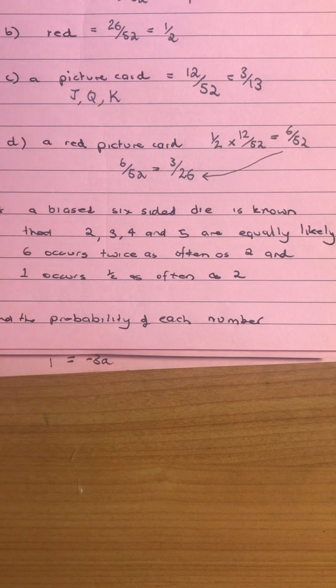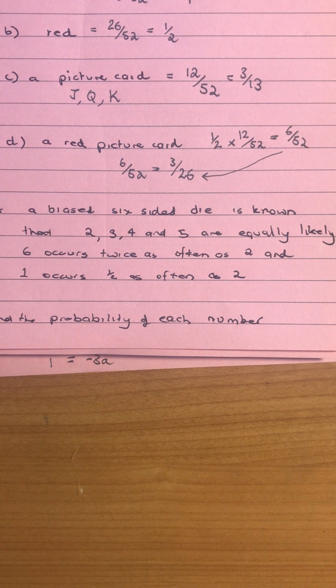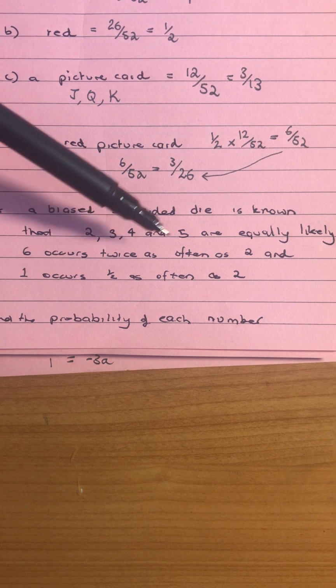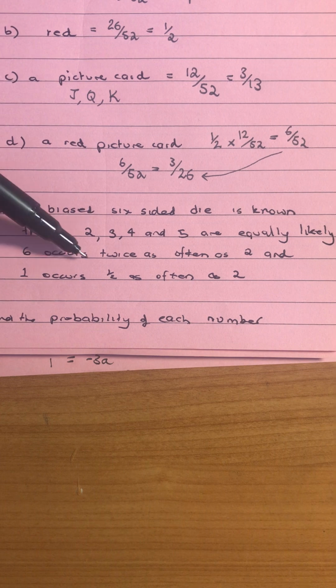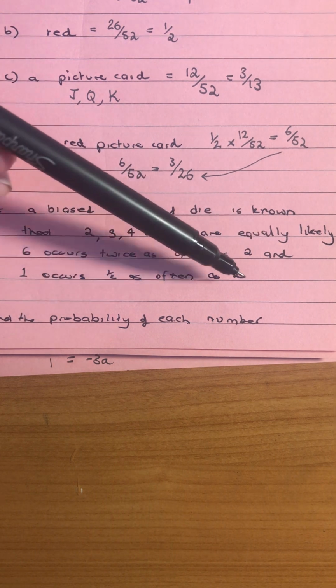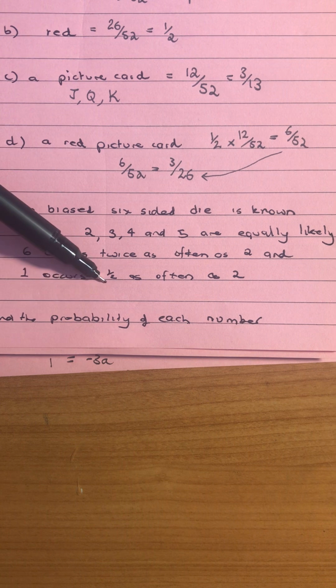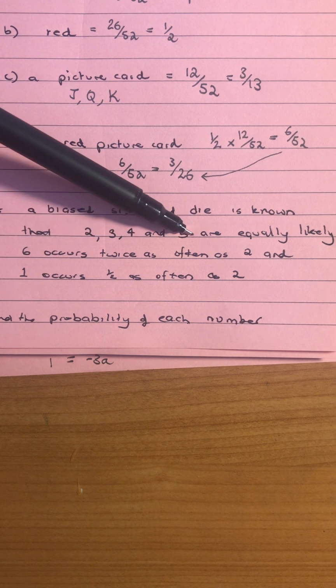The next one we've got is a biased 6-sided die. I thought I'd do one that was a biased one rather than just a standard 6-sided die. So we know that 2, 3, 4, and 5 are equally likely, and 6 occurs twice as often as 2, and 1 occurs half as often as 2. So what we can do is go and give a value to each of them. Because we've got to do a half, I'm going to give each of these a 2.